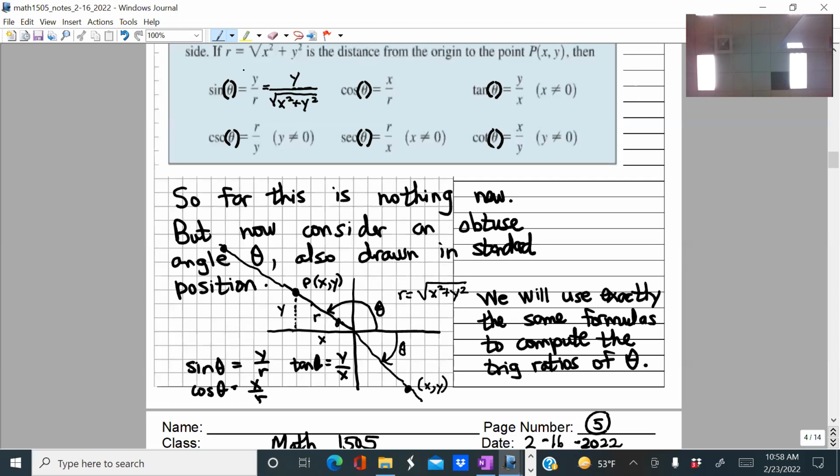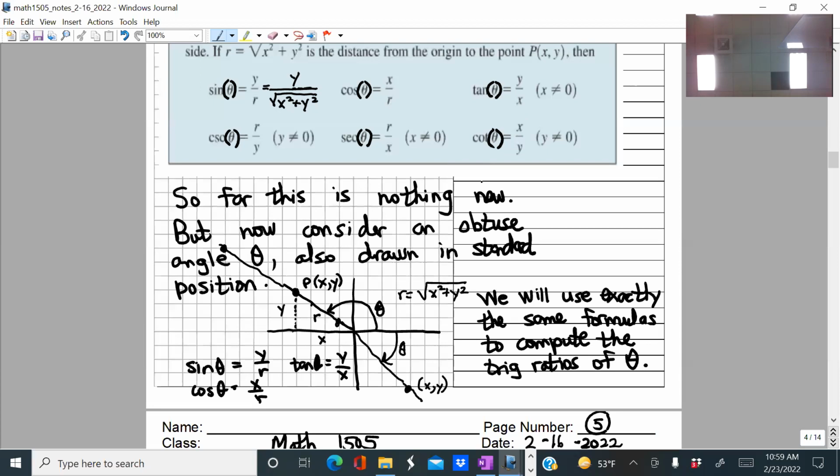The sine is going to be the y coordinate of the point divided by r. Remember, sine is associated with the y coordinate. And r is the square root of x squared plus y squared. In other words, it's the distance of that point you picked from the origin. The cosine is the x coordinate divided by this distance, and the tangent is the y coordinate divided by the x coordinate. For the other trig ratios, you just take the reciprocals, just like we did.